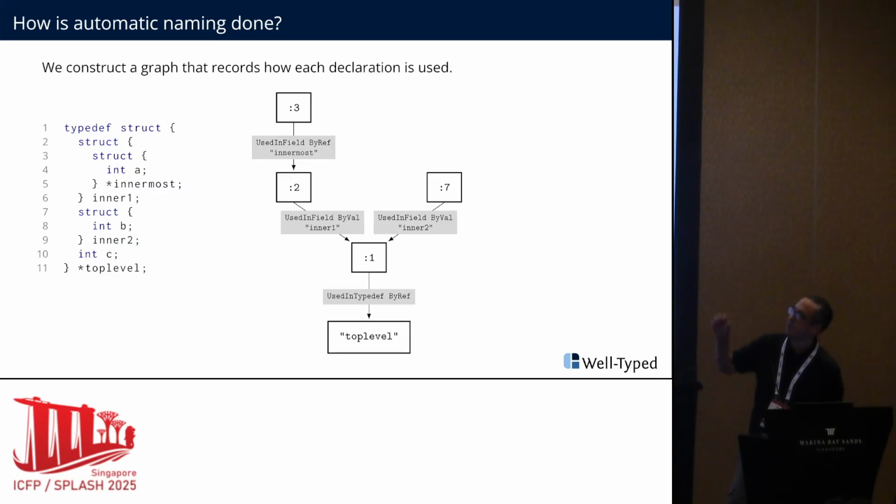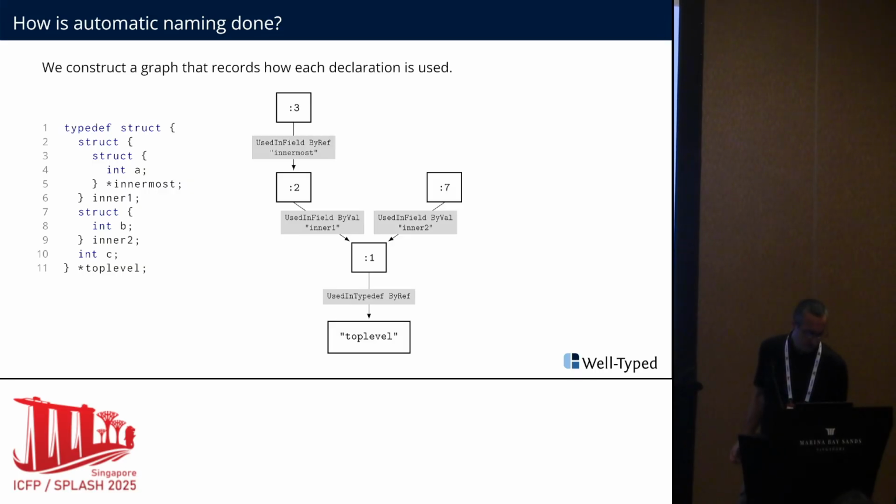In C, you don't have to name structs. But the reason why I chose this example is to show how the names are nested. So this example has an anonymous struct that's defined on line 1 that's used by reference in the typedef top level. So we have a graph that shows that this :1 is our initial representation for anonymous structures. It's just like the source location is used by typedef, used by ref in a typedef.